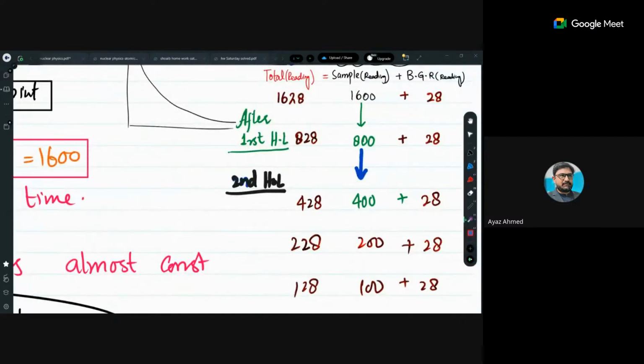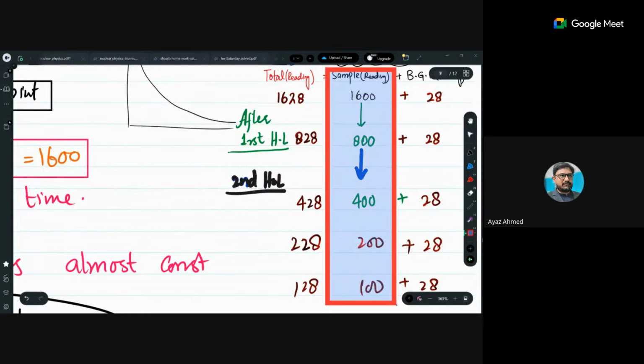तो अब आप देखो, I am just going to show you this corner of my slide कि आपके पास एक जगह पे टोटल रीडिंग कितनी थी? 1628. And what was the number of background radiations? 28. It means what was the reading due to sample? 1600. Do you people believe it? Yes. Okay. After one half life, after first half life, what would be the sample? आपने ये central column पे focus रखना है. इधर तवज्जो मुझे इधर चाहिए, इधर.